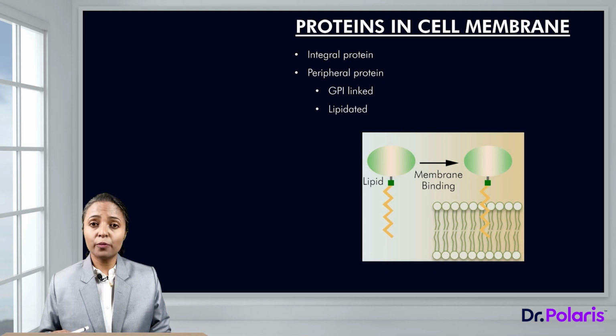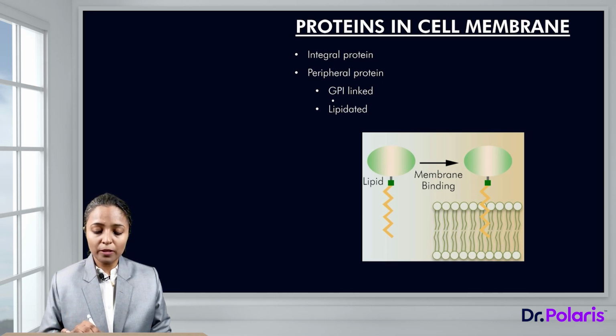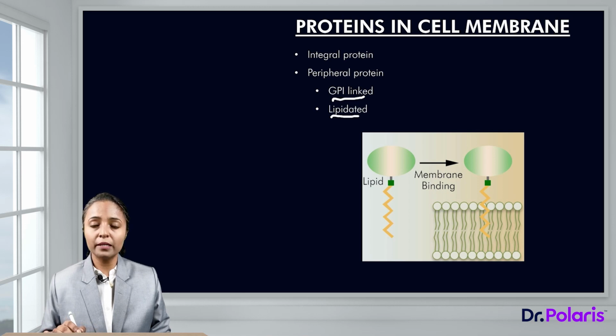Now these peripheral proteins are attached to the lipid membrane by two methods. Either there can be a GPI anchor or there can be a lipid chain, what is known as a lipidated protein. So basically, this lipid chain is inserted into the membrane, and on the other side of this lipid chain there is the protein. So this is an example of a lipidated protein. Similarly, a GPI linked protein will have GPI anchors which are inserted into the membrane.